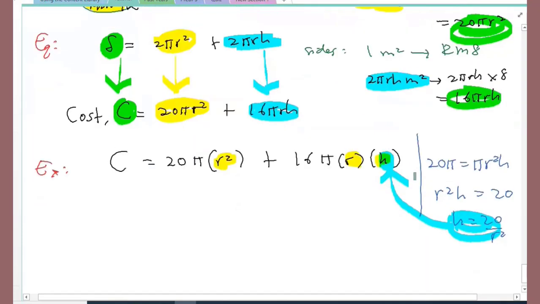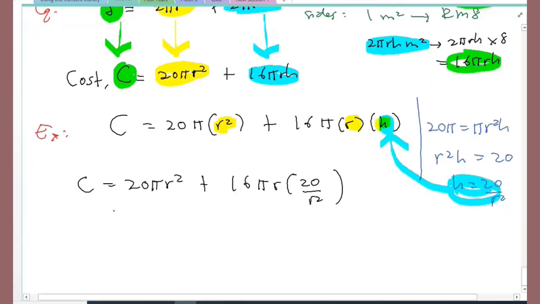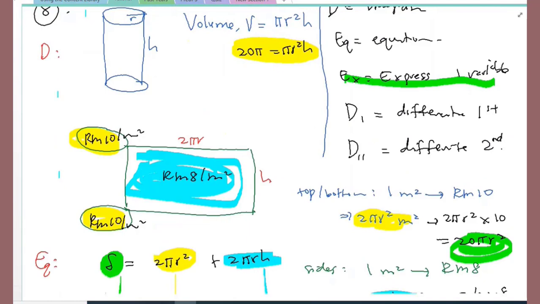Okay, so 20 pi R square plus 16 pi R over... 20 over R. Okay, and then into a single variable before differentiate. Okay, so now the next is differentiate for the first derivative.